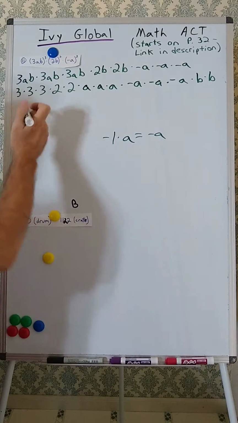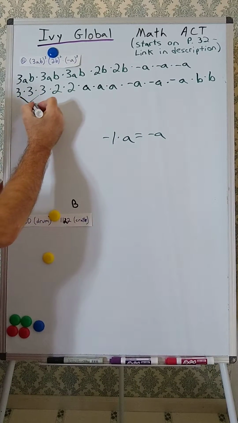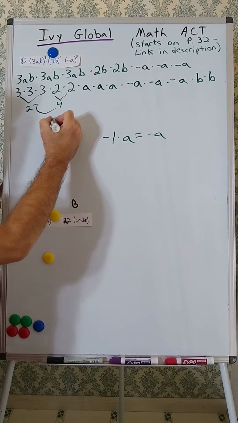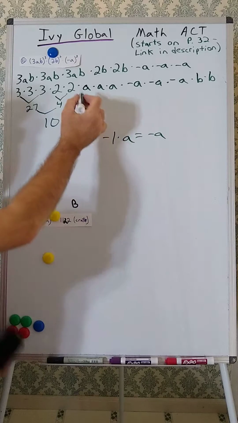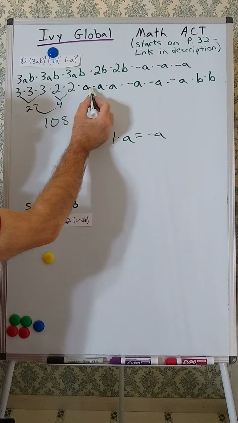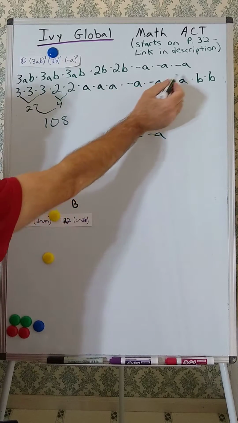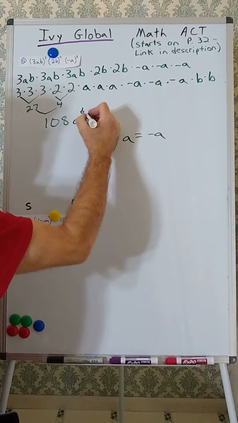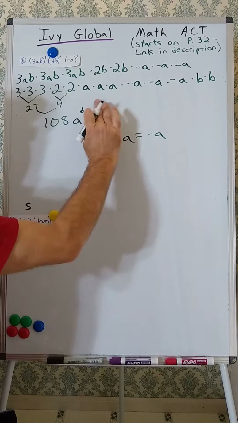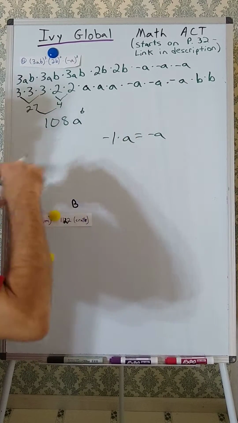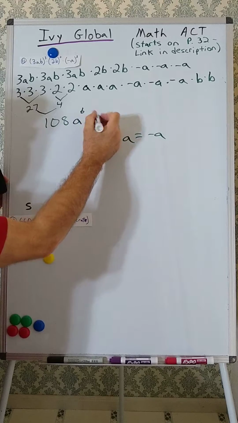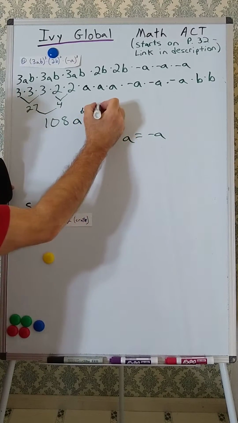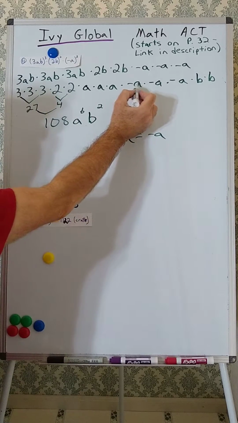Okay, so if we do this, 3 times 3 times 3 is 27, 2 times 2 is 4, 27 times 4 is 108. And then we multiply our factors of a together. We have 1, 2, 3, 4, 5, 6 factors of a. That's a to the 6th. And then b times b would be b squared. We don't need the multiplication signs. All right. Now we have to multiply by negative 1 3 times.